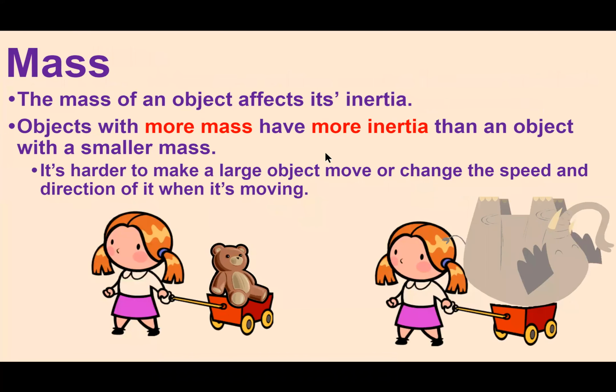So mass is the object. The mass of an object affects the inertia. The heavier it is, the more inertia it has. We've experienced this in our own lives, right? The heavier we are, the more inertia we have. The lighter we are, the easier it is for us to move. So objects with more mass have more inertia than an object with a smaller mass.